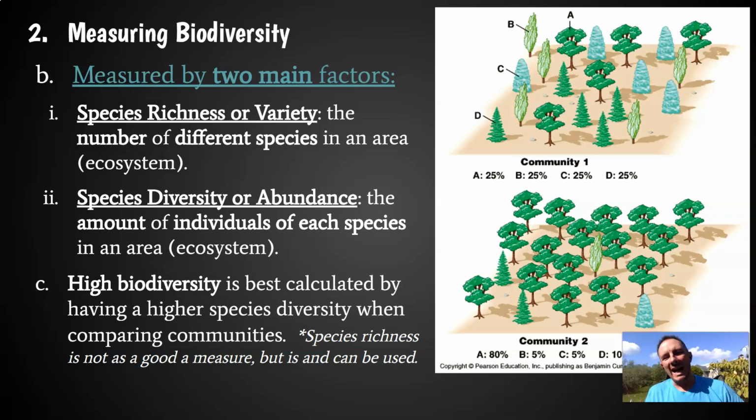If we just looked at the species richness or variety, that number would be the same for both. But if we actually calculate out the species diversity or abundance, then we'll find we would have a different number, right? And so we would use the biodiversity number for 1, which will come out to be a higher value. And if you click on the link here, measured by 2 main factors, I hyperlinked in an article that goes over these and shows you the actual statistical calculation for how to do this.